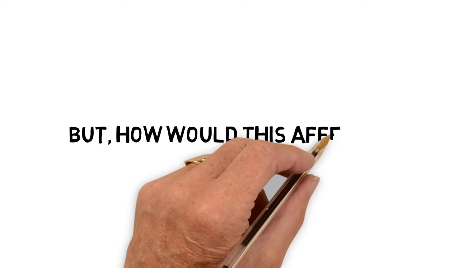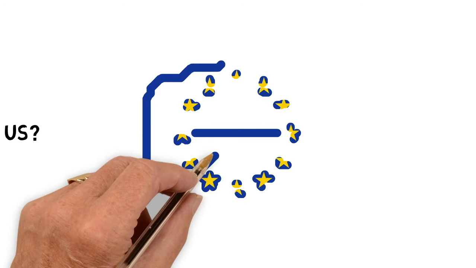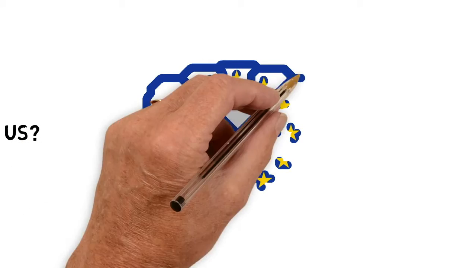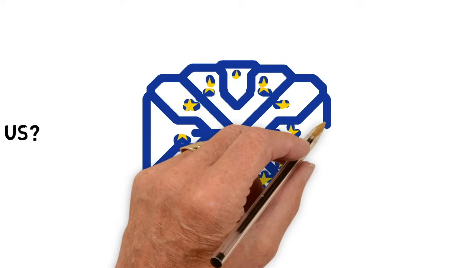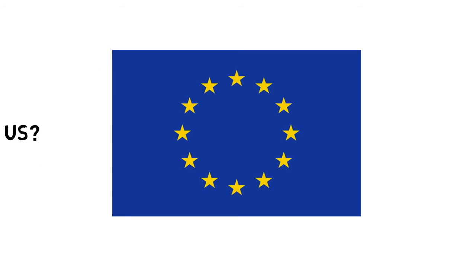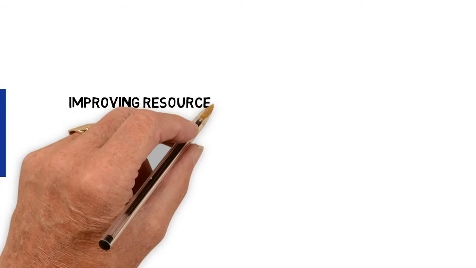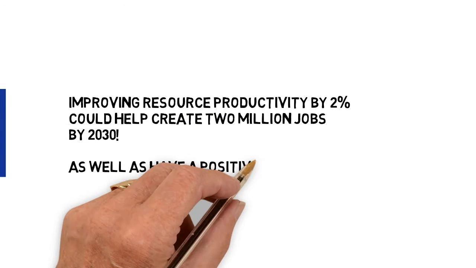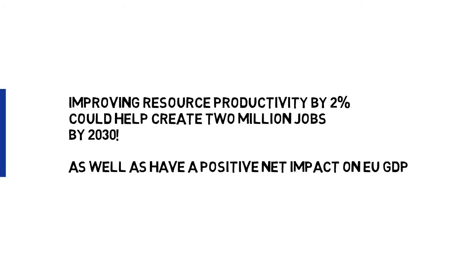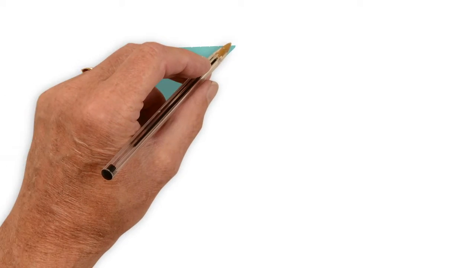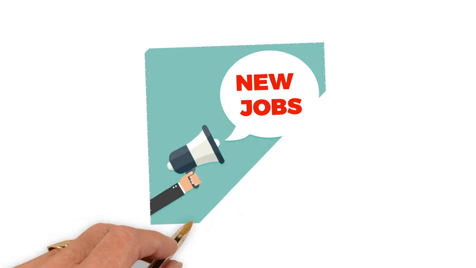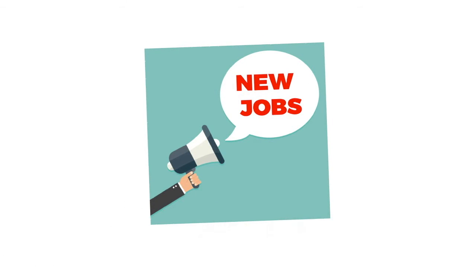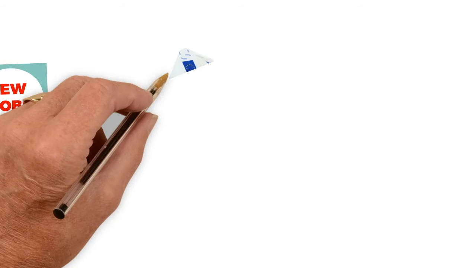At the EU level, Cambridge Econometrics and Biointelligence Service used a macroeconometric model to assess the impact of different resource productivity targets for the EU. The study estimates that improving the EU resource productivity by 2% could help create 2 million additional jobs in 2030. It also estimated that improvements of 2 to 2.5% in resource productivity could also have a small but positive net impact on EU GDP.